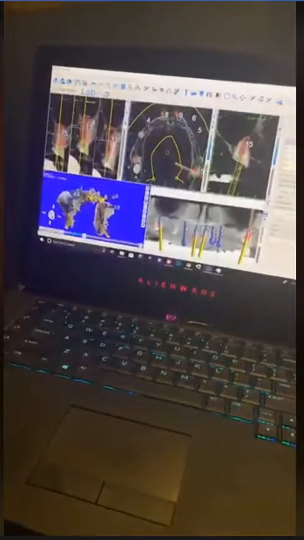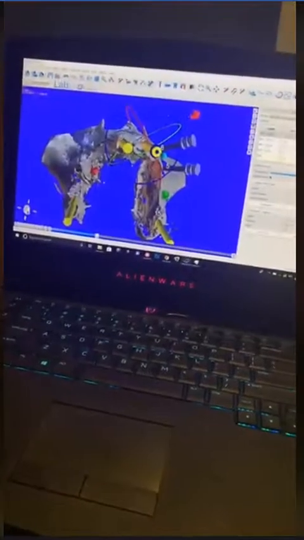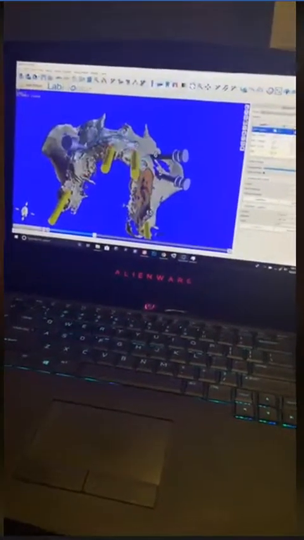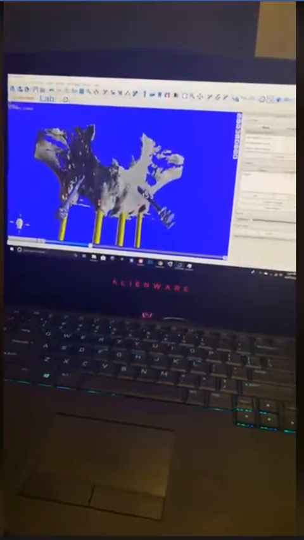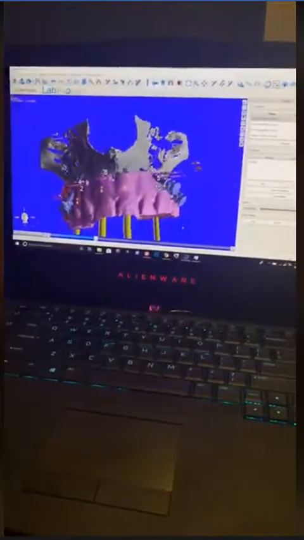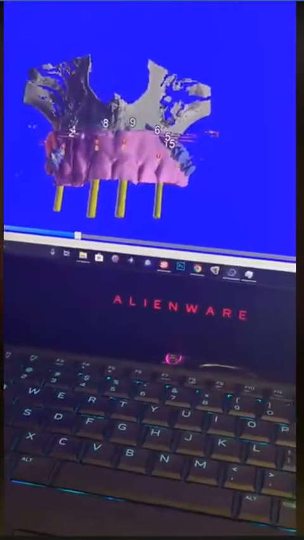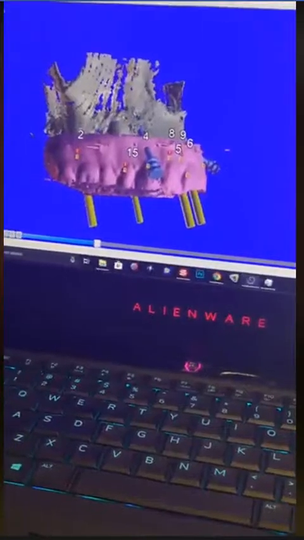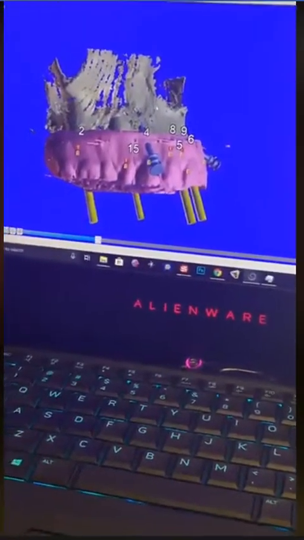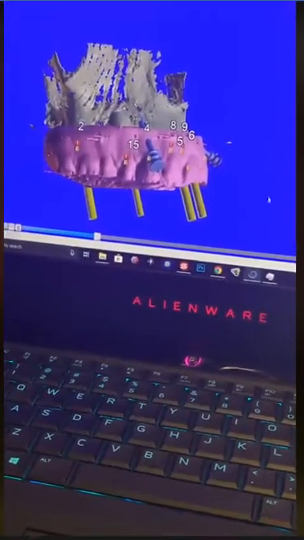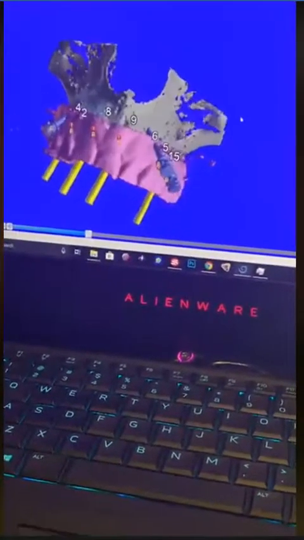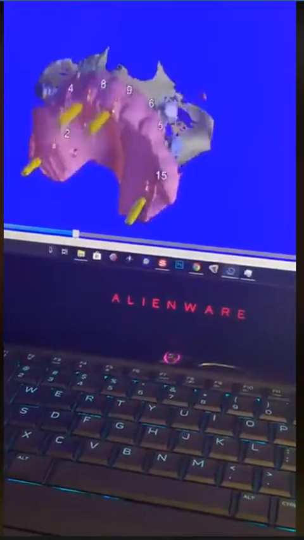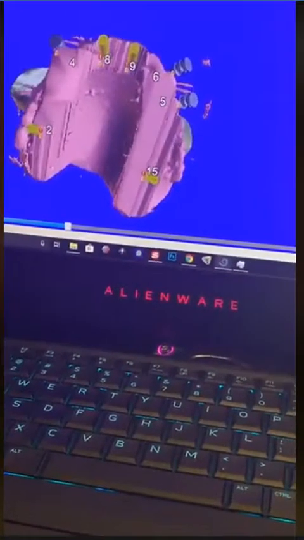Okay, so here are your implants. I'm just going to lock them in so that nothing will move. Now let's take a look at the patient's denture that was scanned and transferred to merge into the patient's CBCT. Okay, so this is the patient's denture. There's a little bit of a cutoff over here. I really don't care. It doesn't matter to me. I just want to see where it's coming out from.